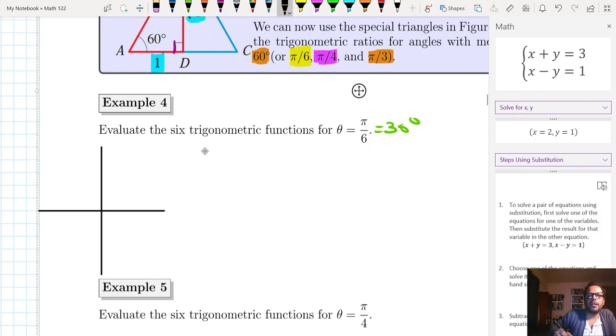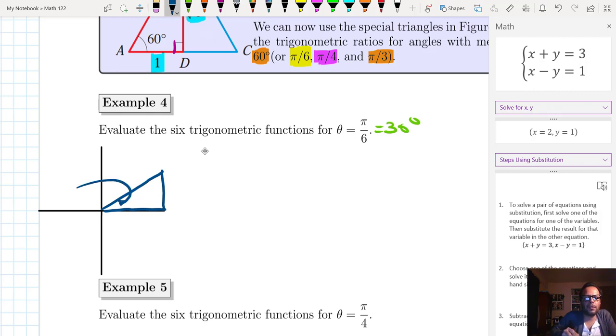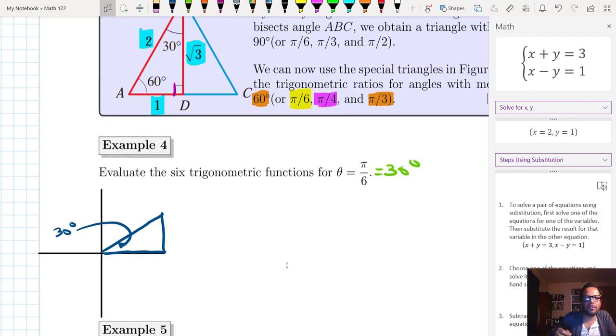All right. And this is what we do. We're going to draw a triangle, right? I'm going to use blue. And this will be this angle, a 30-degree angle, right? What are the sides? The sides, okay, let's go up to the picture right here.